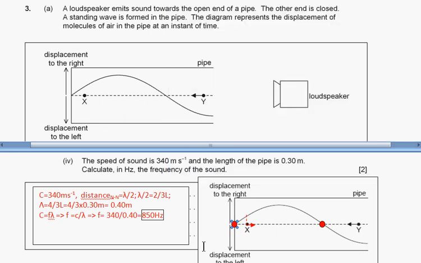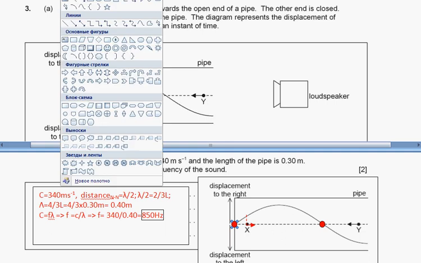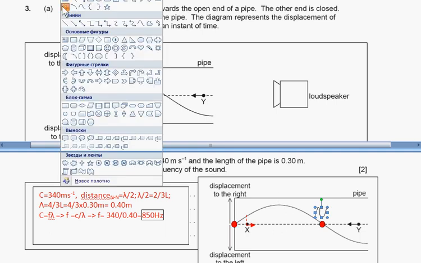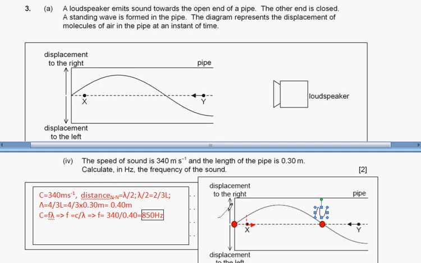So one node, another node, and actually it's good to put here the letter N. So letter N here and letter N here to label. So these are our two nodes. The speed of sound is so much, length of pipe is so much, calculate the frequency. Right.